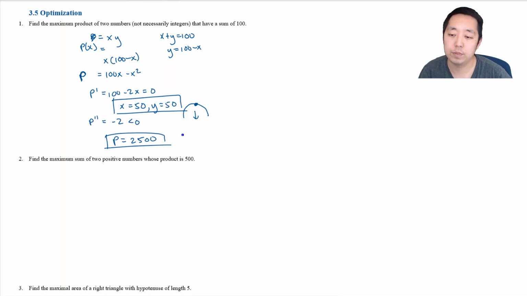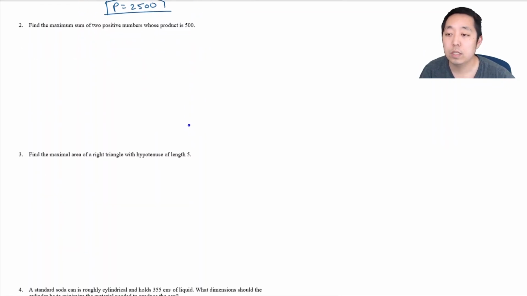50 times 50. Okay. Here's: find the maximum sum of two positive numbers. So I want to maximize the sum whose product is equal to 500. And so by the same thing, I want to say y is equal to 500 over x. I need to get this in terms of one variable. So this is x plus 500 over x, right?